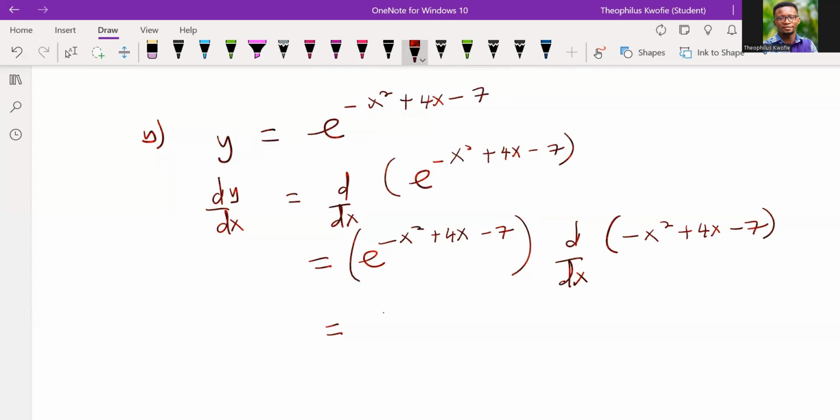The derivative of the exponent, you're going to have what? Minus 2x plus 4. Then we multiply the result by the outside function. Okay, good. So that is it for the problem. Now you've solved the problem, simple as that.